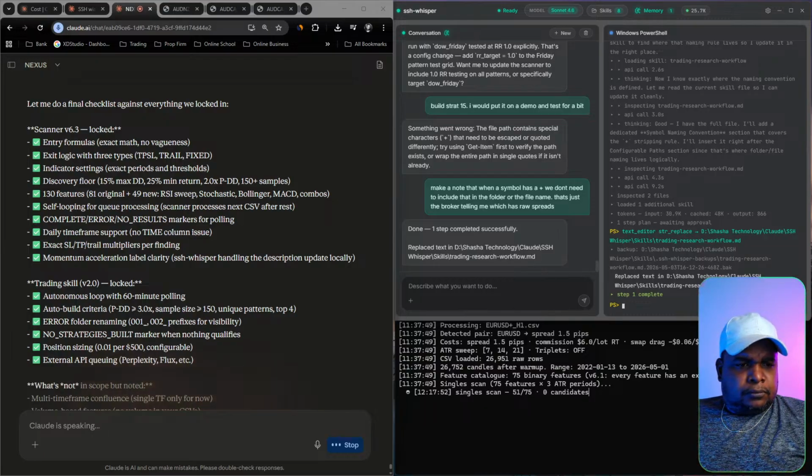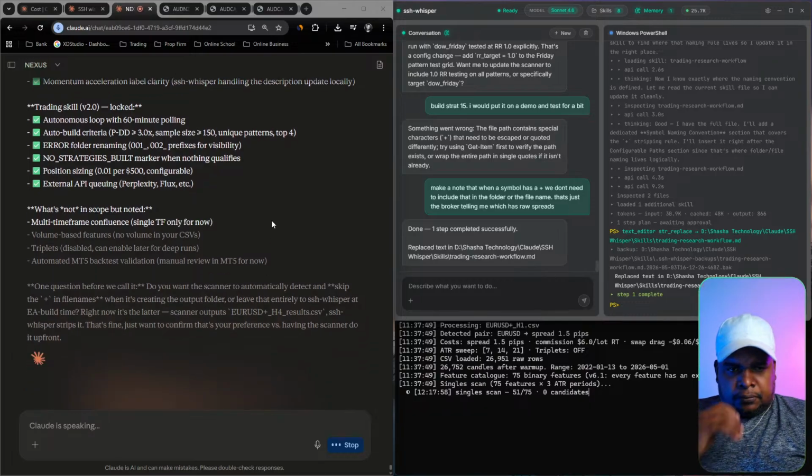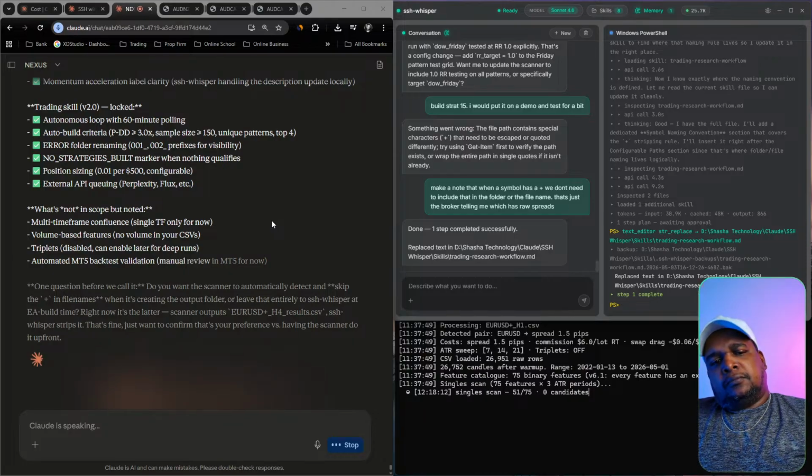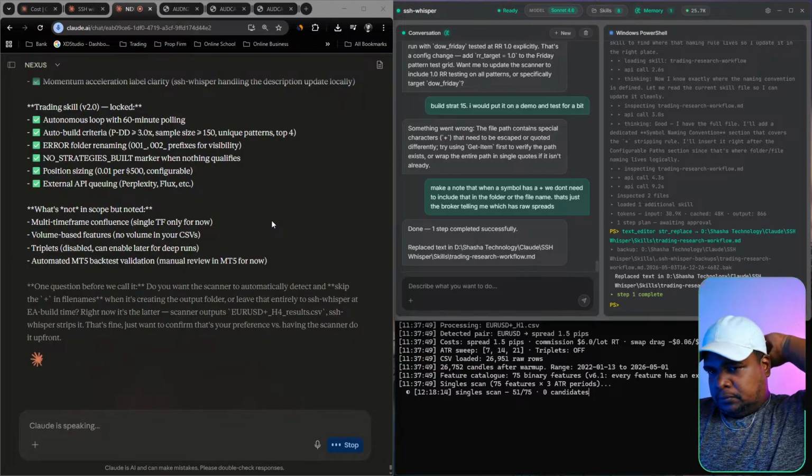What's not in scope, but noted. Multi-timeframe confluence, single TF only for now. Volume-based features, no volume in your CSVs. Triplets, disabled, can enable later for deep runs. Automated MT5 backtest validation, manual review in MT5 for now.